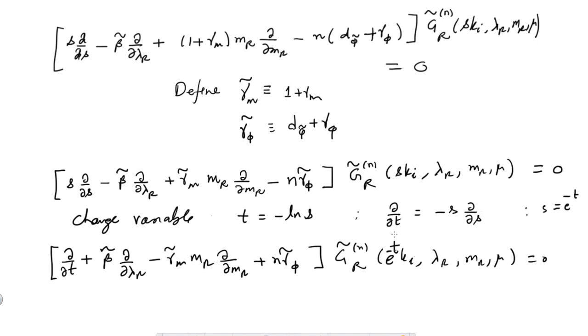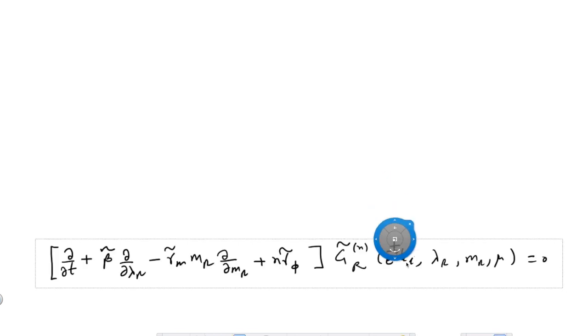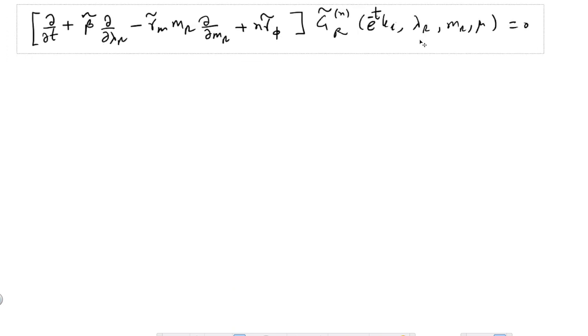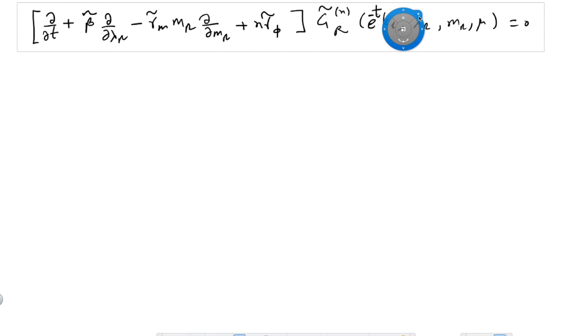Now let's search for the solution, and for that I'm going to introduce two new quantities, which are called running coupling constant or effective coupling constant and running mass or effective mass. Let us carry this equation to the next page so that we know what we are trying to solve. Okay, that's what we want to solve.